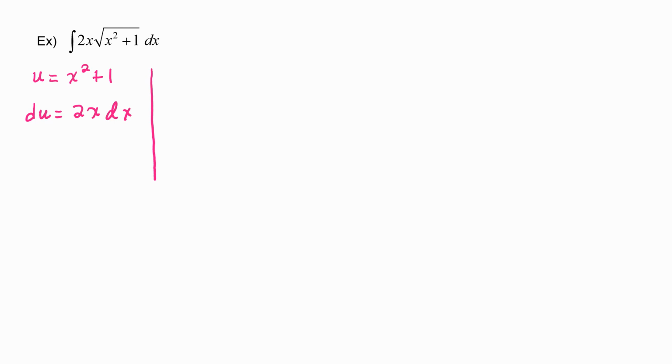Now before we do the substitution, we might want to reorder things a little bit. We've got the integral. I'm going to write this radical first, and I'm going to use exponential notation. So I'll write it as x squared plus 1 to the 1/2 power. So we've got that taken care of. Then we have 2x, and we have dx.